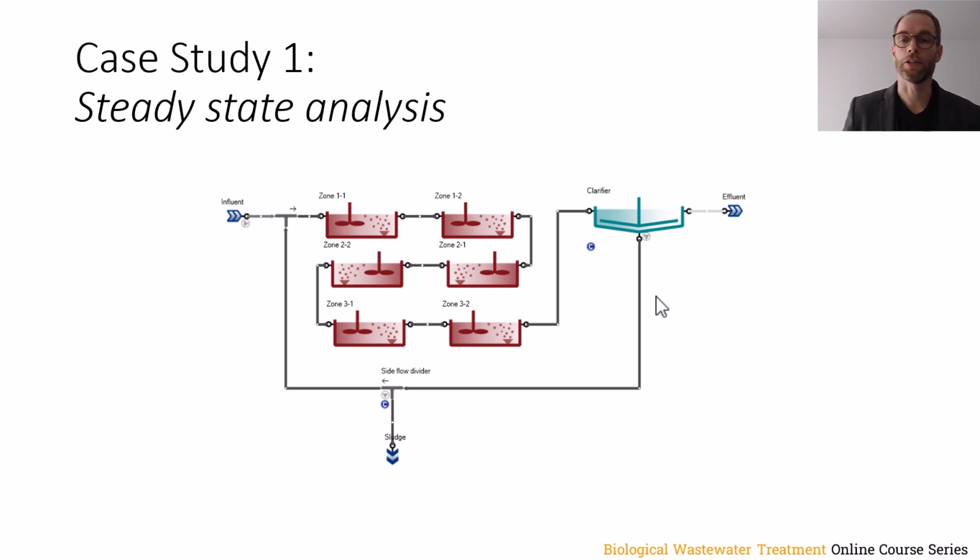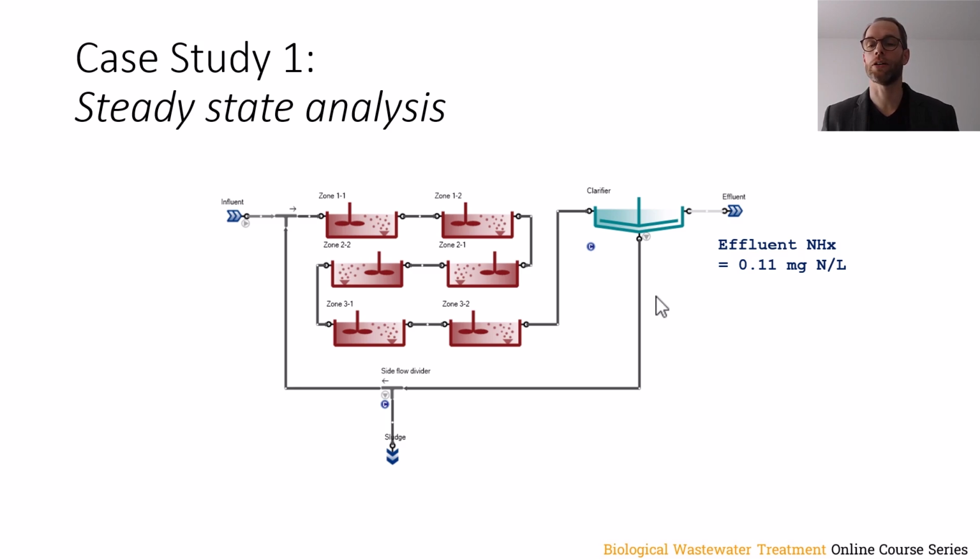When we looked at the predicted effluent quality of this 3-pass system, operated at an SRT of 8 days and 20 degrees Celsius, we found that the model predicted an effluent ammonia concentration of 0.11 milligrams nitrogen per liter.